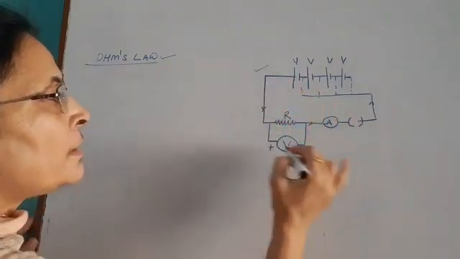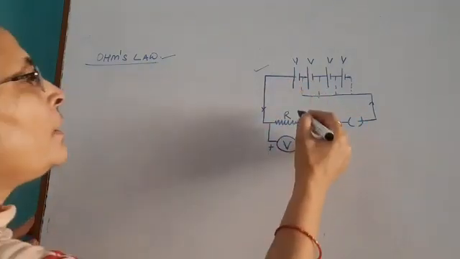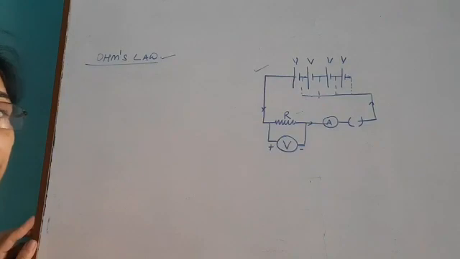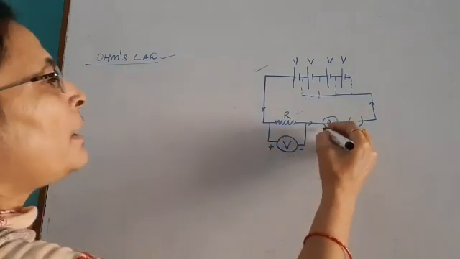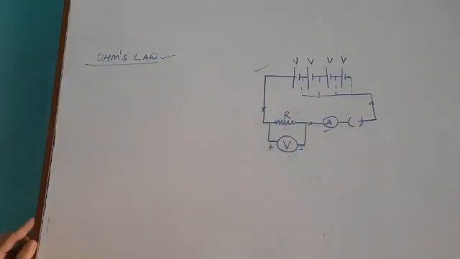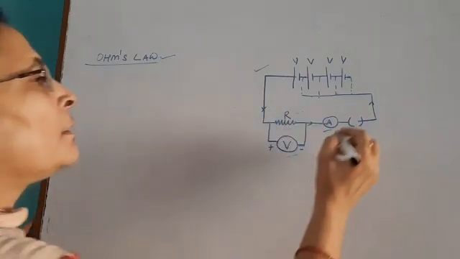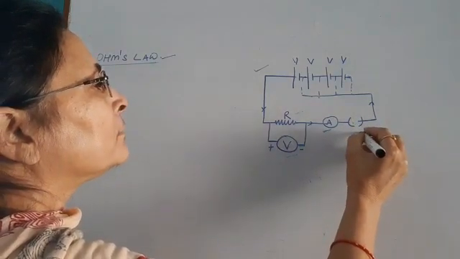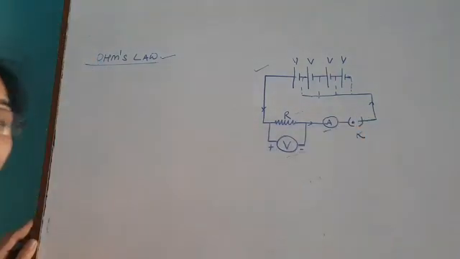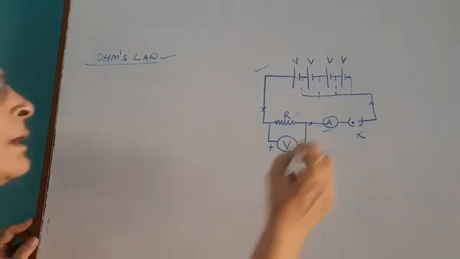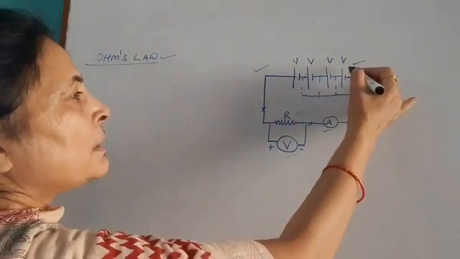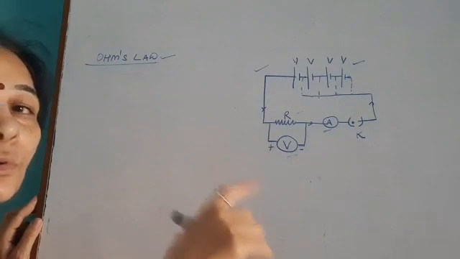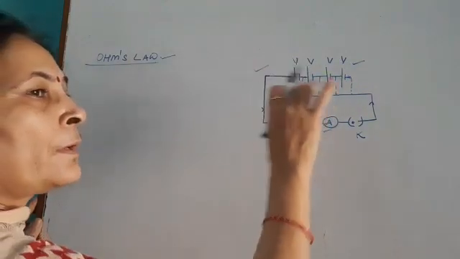See, what all things are used in the circuit diagram? We have got a resistance. We have got a voltmeter which is connected in parallel. We have an ammeter to measure current. We have a key over here which is used for closing or opening of the circuit, and here we have a source of potential difference which can be changed to verify Ohm's law.